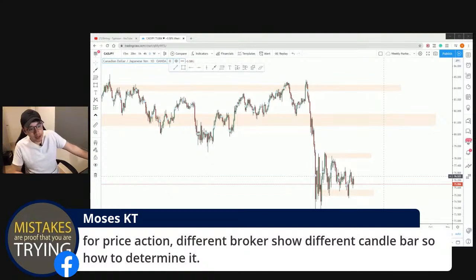Moses is asking that for price action, different brokers show different candle bars. So how to determine it? So Moses, for your question, I would suggest you to check whether your broker is a New York close chart broker, whether your broker is a New York close chart broker.